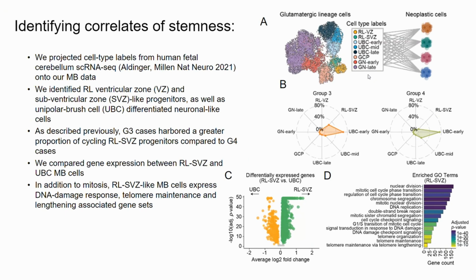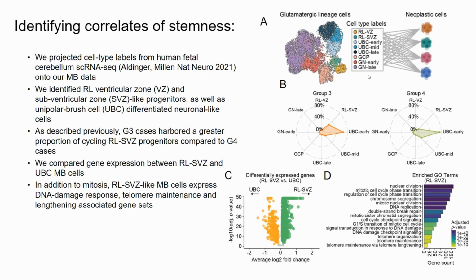But the other thing that came out was DNA damage repair. So these stem-like cells upregulate a robust program of DNA damage repair. And intriguingly, they also upregulate genes associated with telomere maintenance and telomere lengthening. This is critical because the mechanism of telomere maintenance in group 3 and group 4 medulloblastoma is unknown.